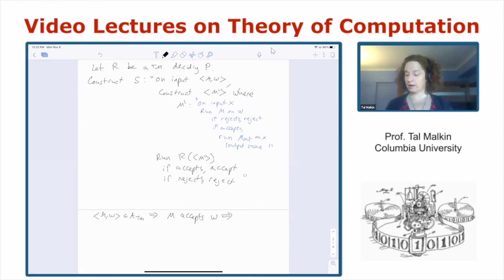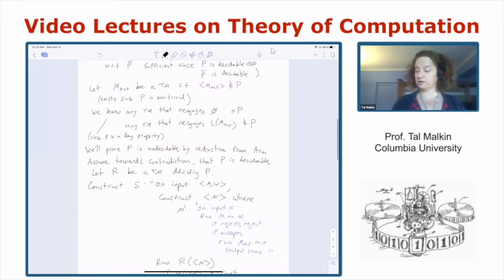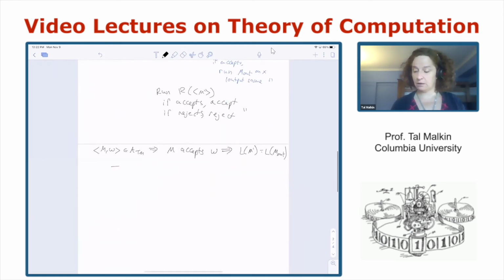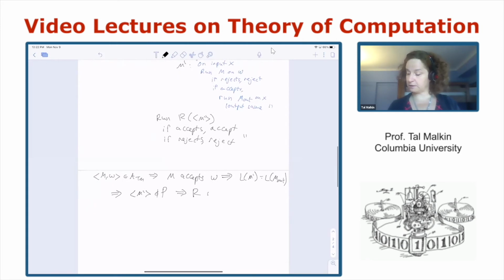And therefore, the language of M prime is the same as the language of M out, right? Because it just runs it on every input. But we know that M out is not in P. So this means that M prime is also not in P because it's a language property, which means that R of M prime will reject.